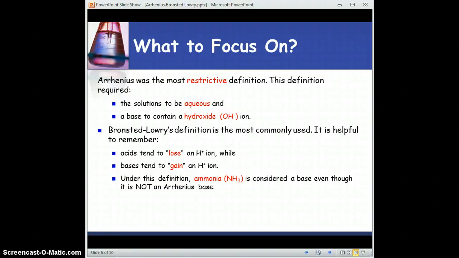Bronsted-Lowry's definition is the more commonly accepted definition, and acids tend to lose hydrogens while bases tend to gain them. Remember, those hydrogens in this case are referring to a proton. Under this definition, ammonia is considered a base under Bronsted-Lowry's definition, but not considered one by Arrhenius.